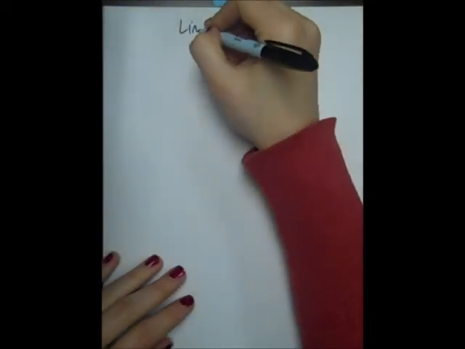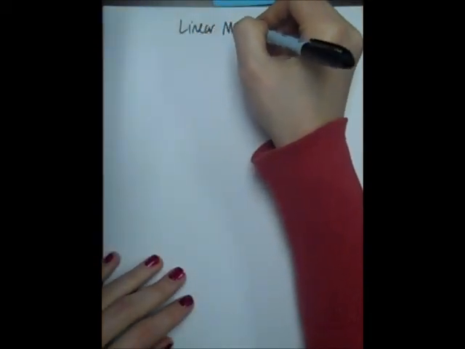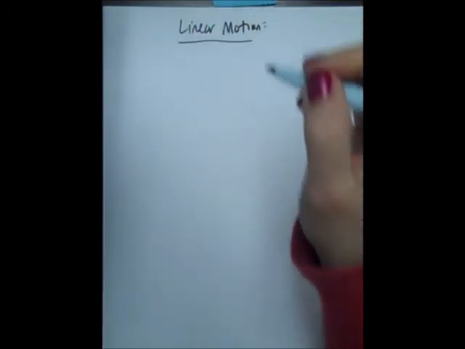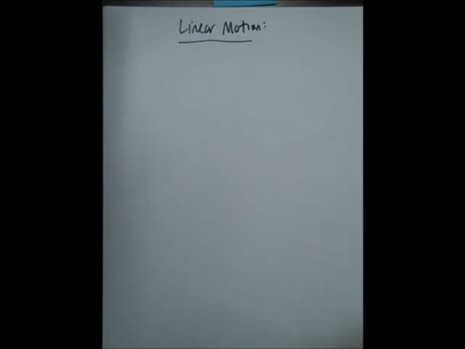So another part of rate of change is linear motion. So what is linear motion that we're talking about here? Linear motion is the motion along a straight line, usually horizontal or vertical. That's exactly what it sounds like. We're moving in a straight line, so either up or down or left or right.